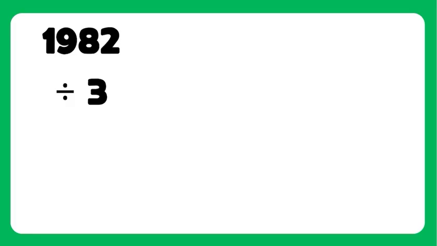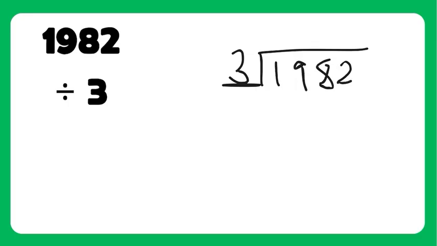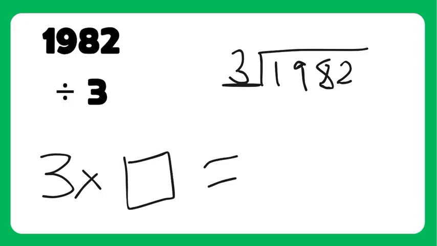1982 divided by 3. So we will again write it in the same form. We will put the 3 here, and we will put 1, 9, 8, and 2 here. So we will start off with just 1. 1, it is less than 3. So we have to use 2 digits. 19. So we will have 3 times what is equal to 19.